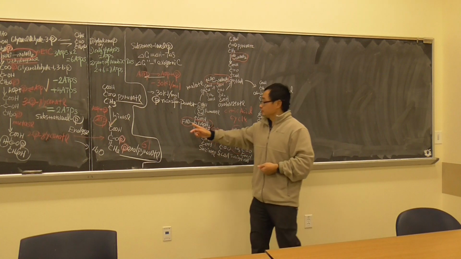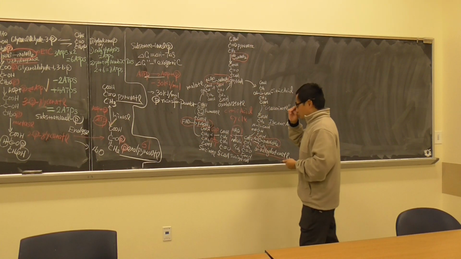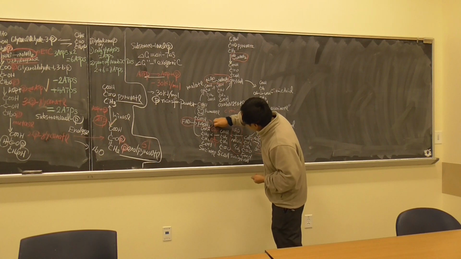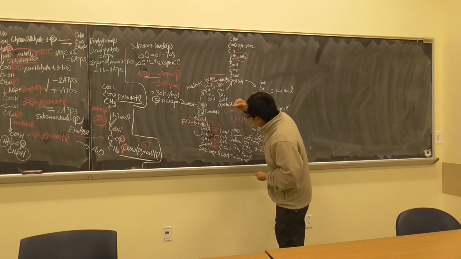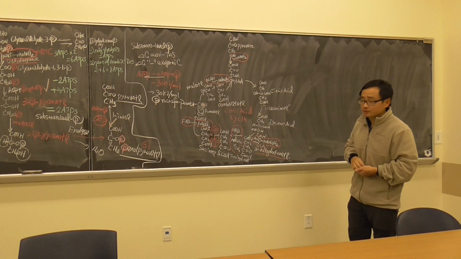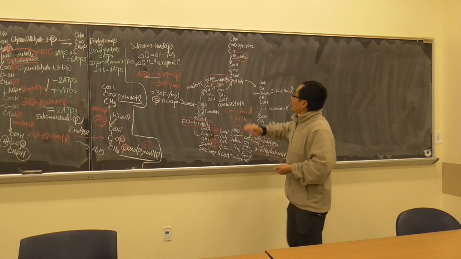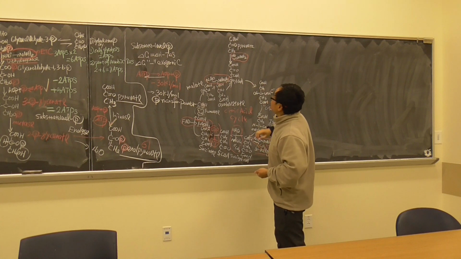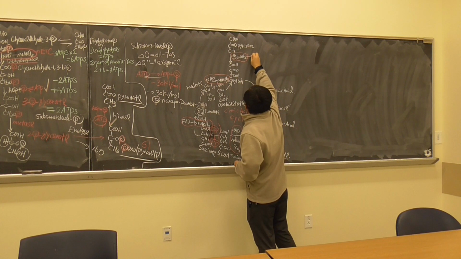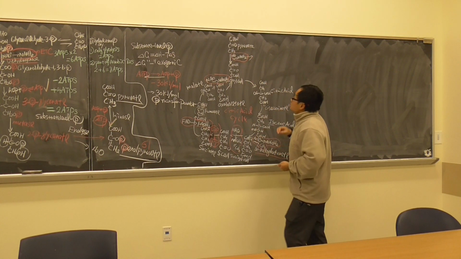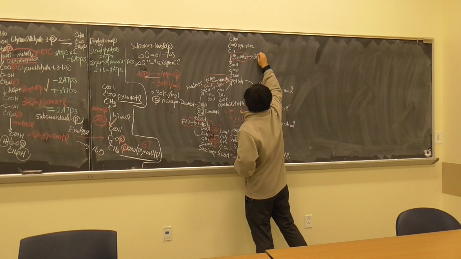And FAD reduced to FADH2. And don't forget, there is a GDP generating GTP. So how many ATP are generated? NAD reduced to NADH2. I always use 3 ATPs to calculate.